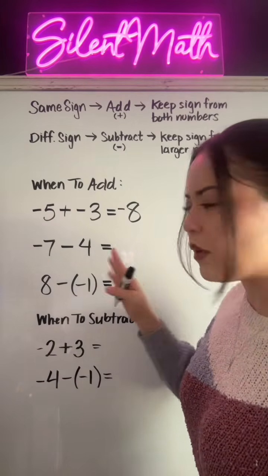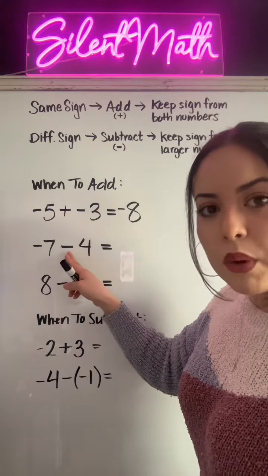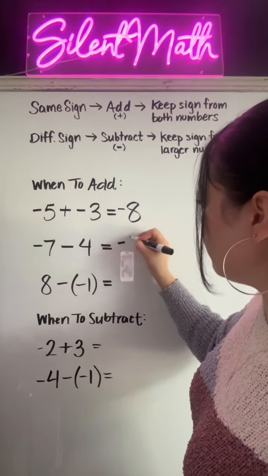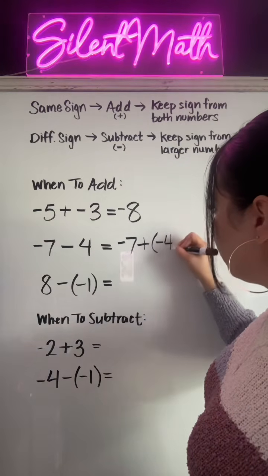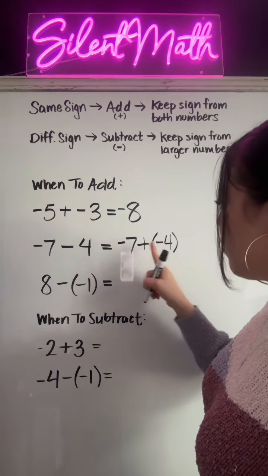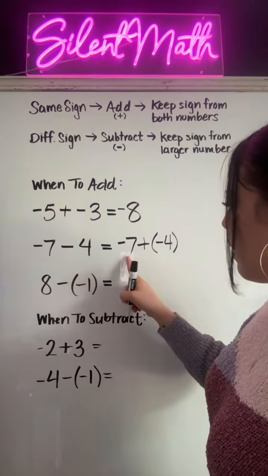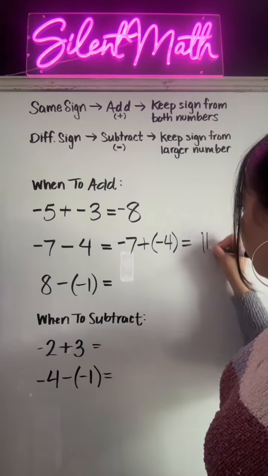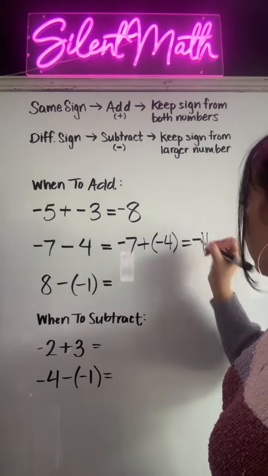Here's another example. -7 minus 4. We can rewrite this so that this problem is addition. So it would be -7 plus -4. We would just attach the negative to the second number. See how they both have the same sign? So again, same sign, add. 7 plus 4 is 11. And you're going to keep the sign of both numbers. They're both negative, so your final answer is negative.